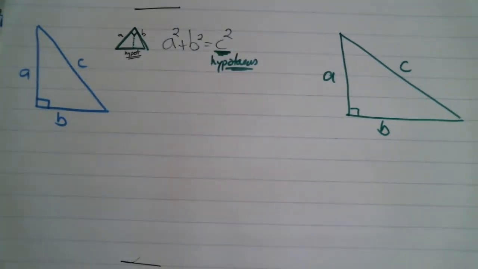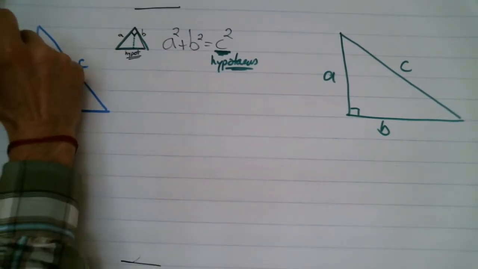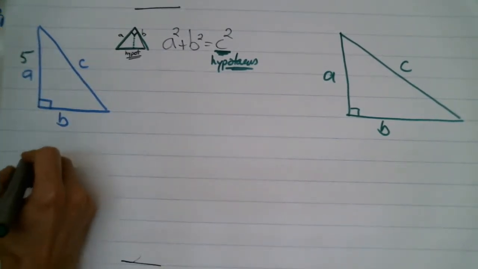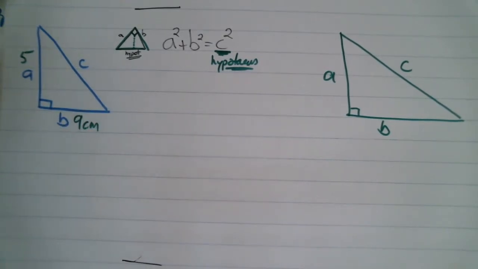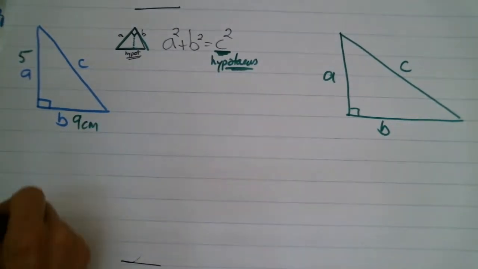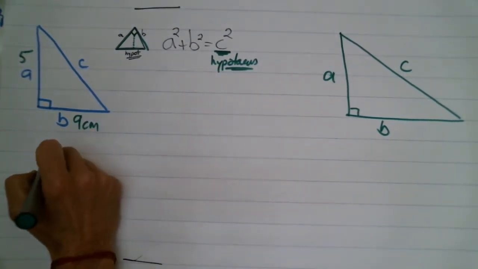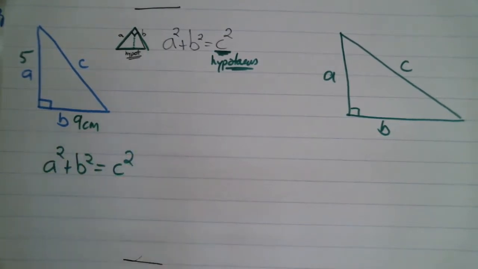It's just the formula, that's how it works. So we're going to start with this triangle here. We're going to say that this is 5 centimeters and the other leg is, let's use 9 centimeters. So as we get started, I always want you to write down your formula, always. So we go a squared plus b squared equals c squared.